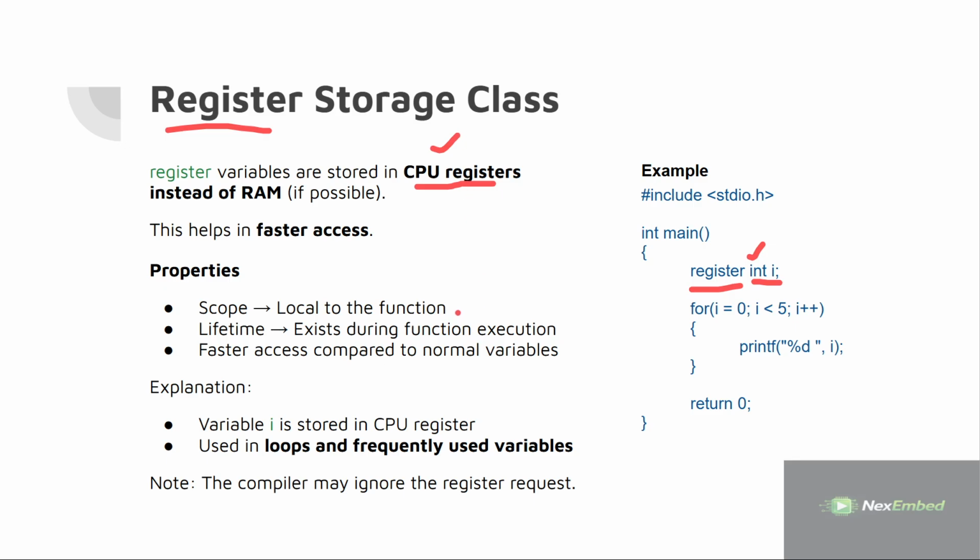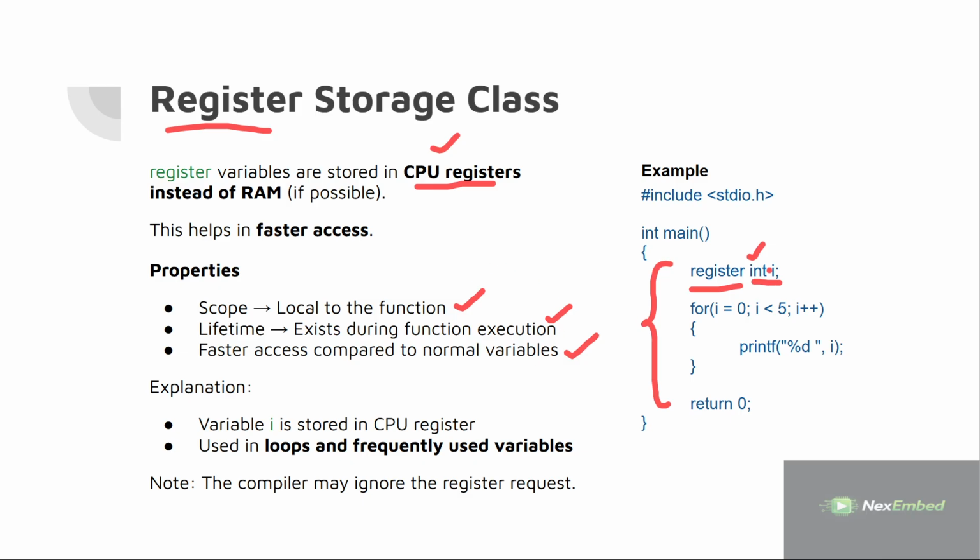Now we can see the properties of this storage class. The first one is scope. Scope is similar to the auto category, local to the function. Where it is declared, in that place alone the scope will be present for the variable. The lifetime is also similar to the auto category. The variable is alive, stored in memory, only till the function's execution. Once it comes out, the variable is automatically destroyed. Another one is faster access compared to all other storage classes. The reason is it is directly stored in the CPU registers instead of the RAM.